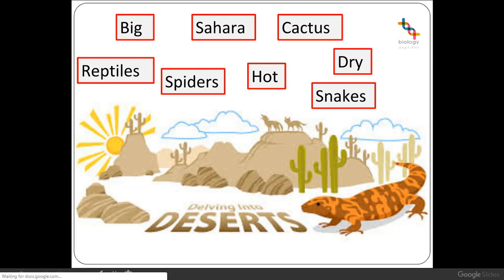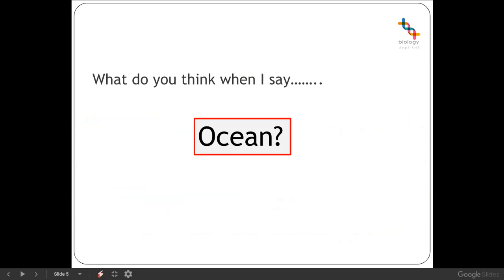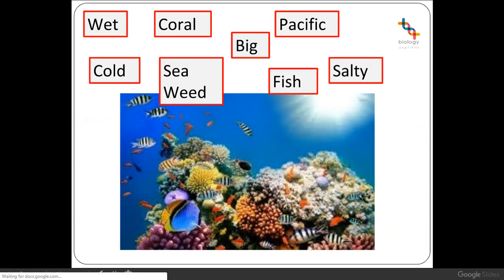Your other prompt was, what do you think when I say ocean? So again, you may have some very specific things that might mean something very specific to you. But also you may have had some of these words on your list. You might have had wet, salty, coral, big, Pacific, fish, seaweed, cold, any one of those things which again describes the kind of environment that it is, or possibly the plants and animals that are living there.